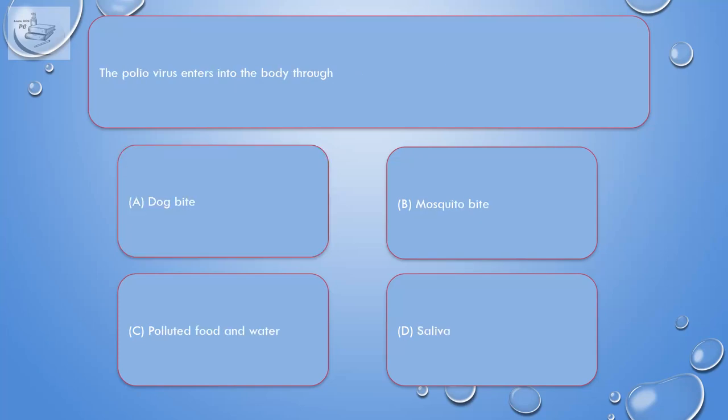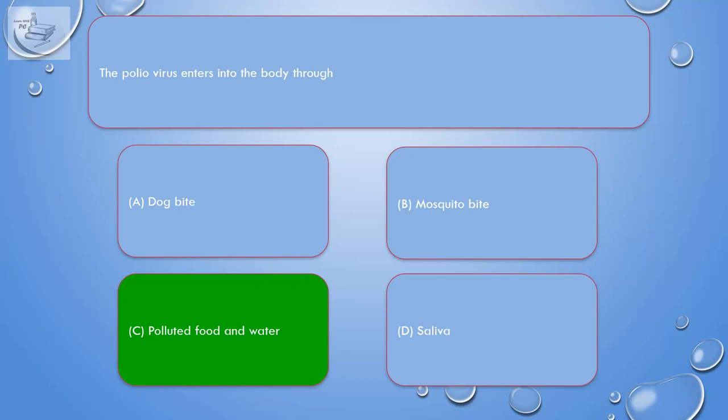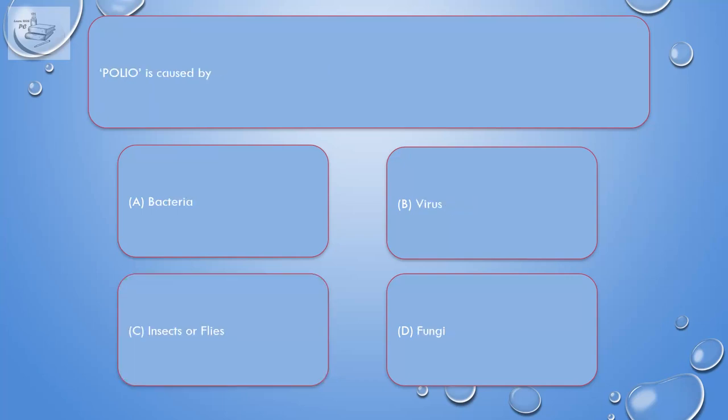Question: the polio virus enters into the body through A. Dog bite. B. Mosquito bite. C. Polluted food and water. D. Saliva. Correct answer is C. Polluted food and water. Question: polio is caused by A. Bacteria. B. Virus. C. Insects or flies. D. Fungi. Correct answer is B. Virus. Question: who discovered the polio vaccine? A. Alexander Fleming. B. John Salk. C. Robert Koch. D. Edward Jenner.